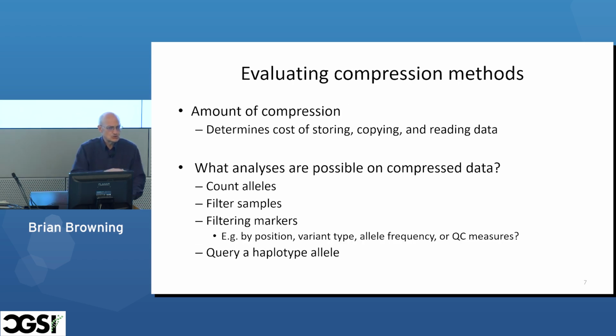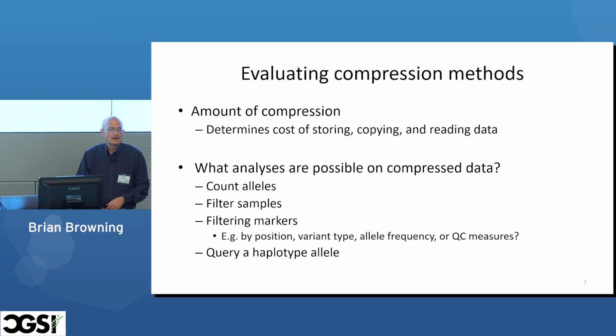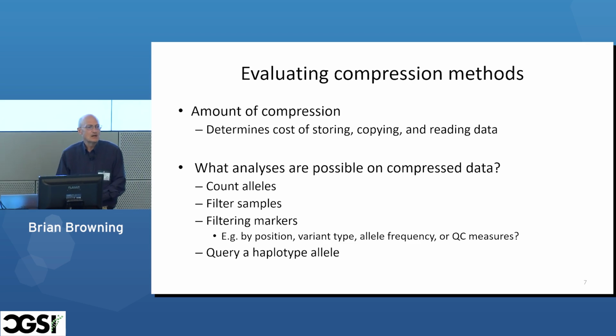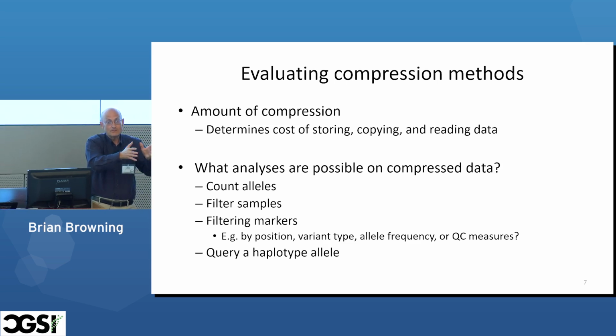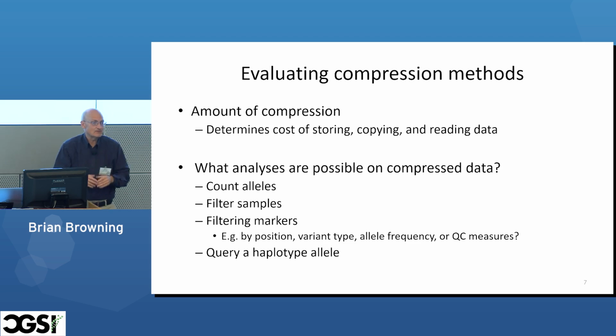So I want to survey some types of compression methods, and I'm going to evaluate them in two dimensions. First, of course, the amount of compression. How well do they compress the data? This affects how much it costs to store the data. It affects how much it costs to copy the data, which is quite common because if you're working in the cloud, you invariably have to copy data from cloud storage onto the virtual machine that you create to analyze the data. So copying, you can spend a surprising amount of time just copying data. Then there's the I/O time to read data in once it's copied to your virtual machine. Amount of compression affects all those things.